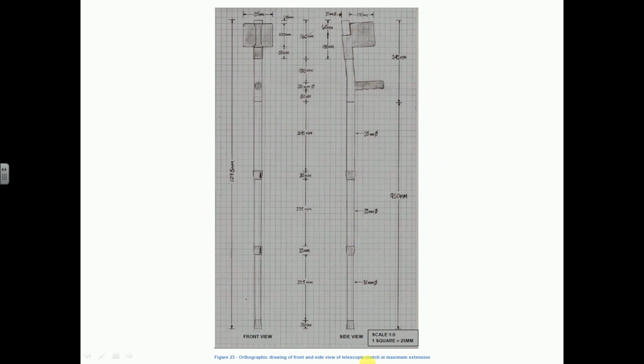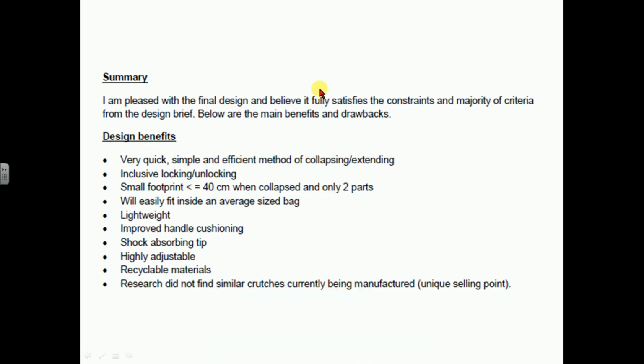So a very formal drawing. When you're doing a formal drawing, you might want to switch now to square paper, which I would consider to be acceptable. And then finally you have a summary and make reference to your design brief and then the design benefits. And I would formally make reference to your design brief. So as I said, a very quick, simple, efficient method for collapsing and extending, and perhaps that was criteria 4 or 5 or whatever in your design brief, so then you can be ticking them off.